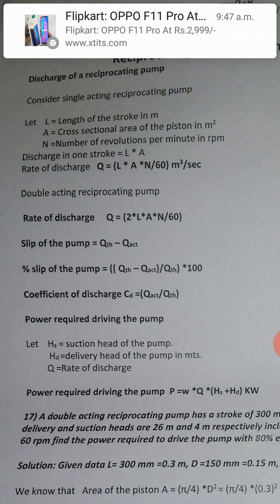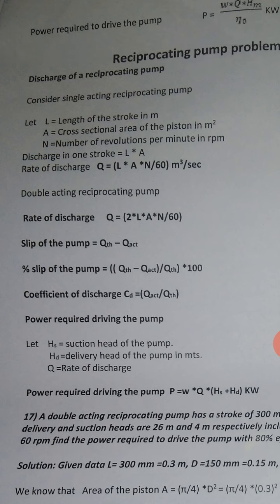That is double acting reciprocating pump. The rate of discharge equals 2LAN divided by 60. Slip of the pump is the difference between the theoretical discharge and the actual discharge. Slip equals Q theoretical minus Q actual, divided by Q theoretical, into 100. Then coefficient of discharge equals Q actual divided by Q theoretical.